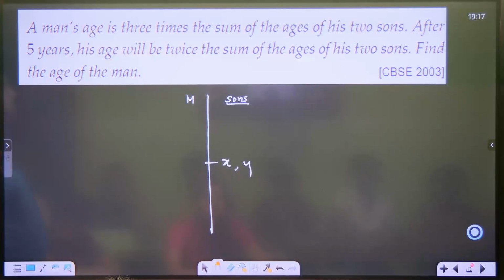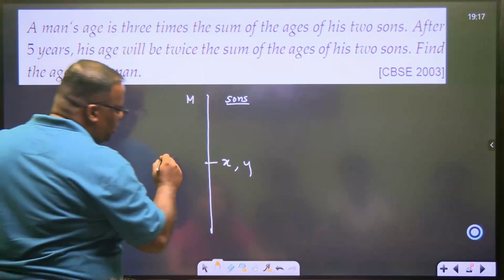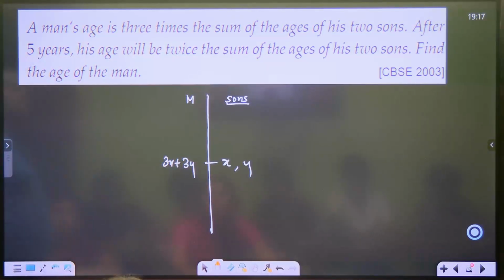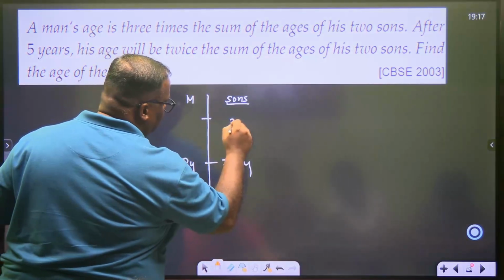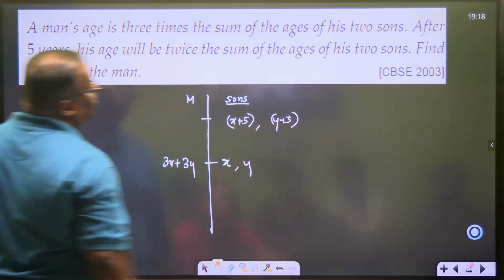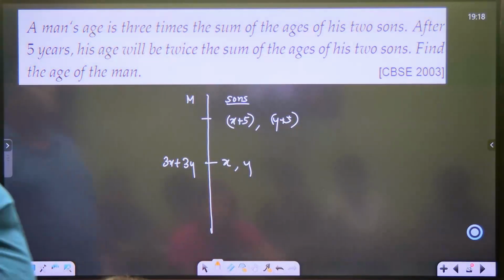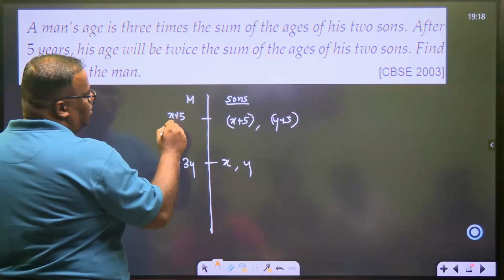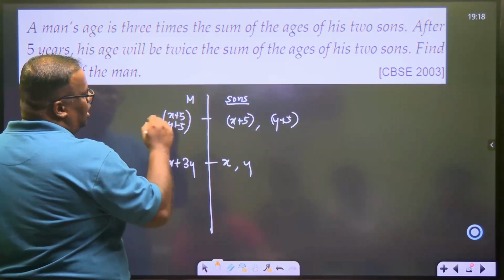Let us see how it comes, whether it works out with this. The man's age is 3 times the sum of the ages of his 2 sons, right? So the man's age will be 3x plus 3y. Then after 5 years, this son is x plus 5, this son is y plus 5. After 5 years, his age will be twice the sum of the ages of his 2 sons. So it will be x plus 5, y plus 5, and twice.